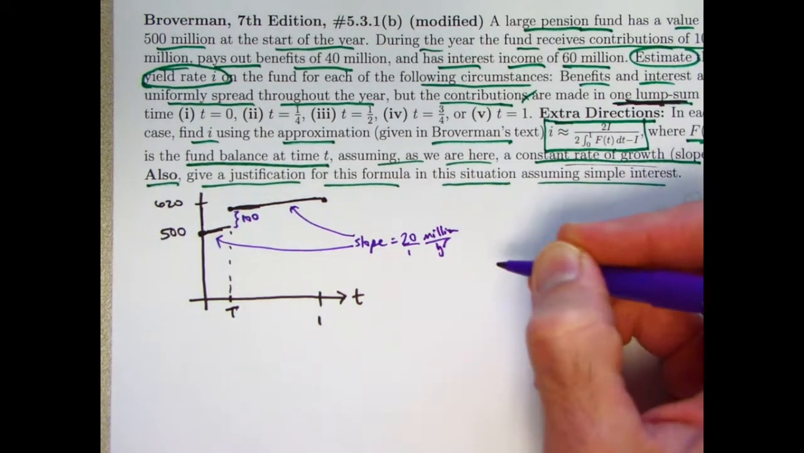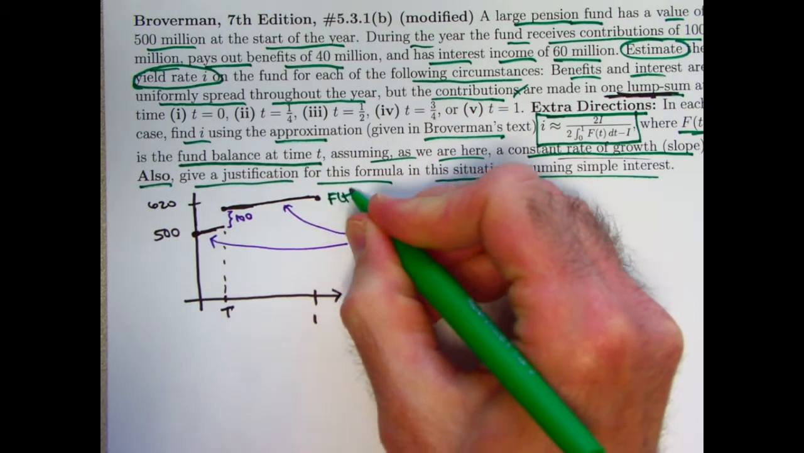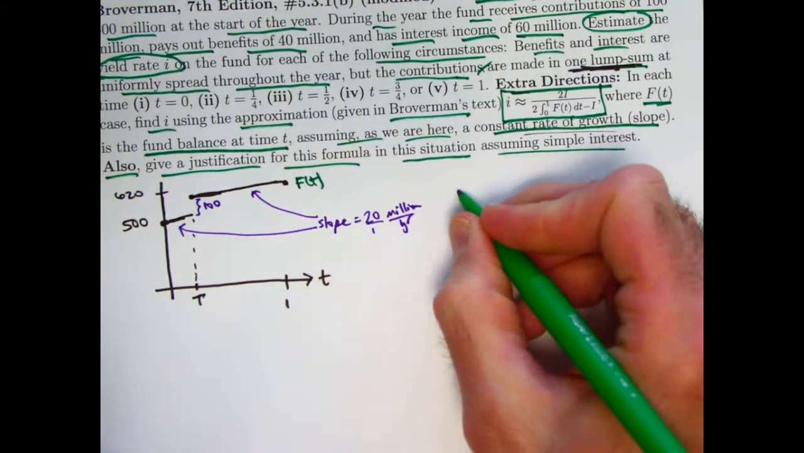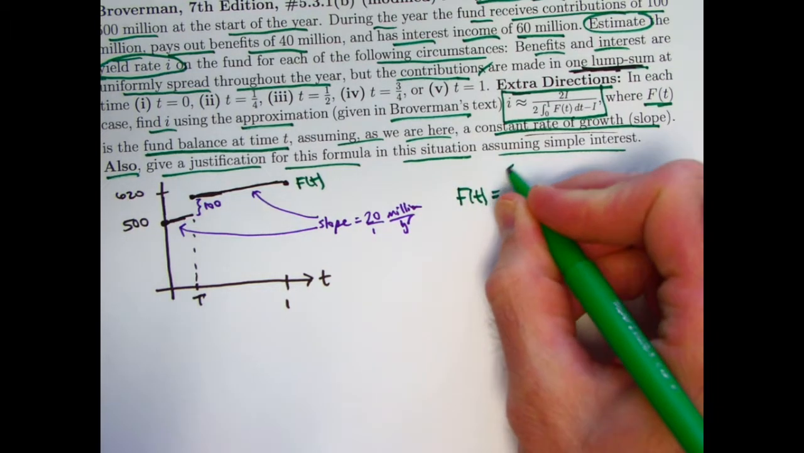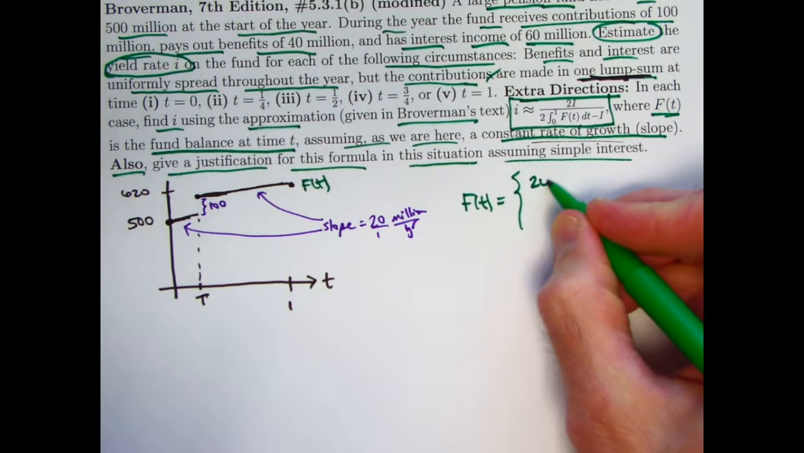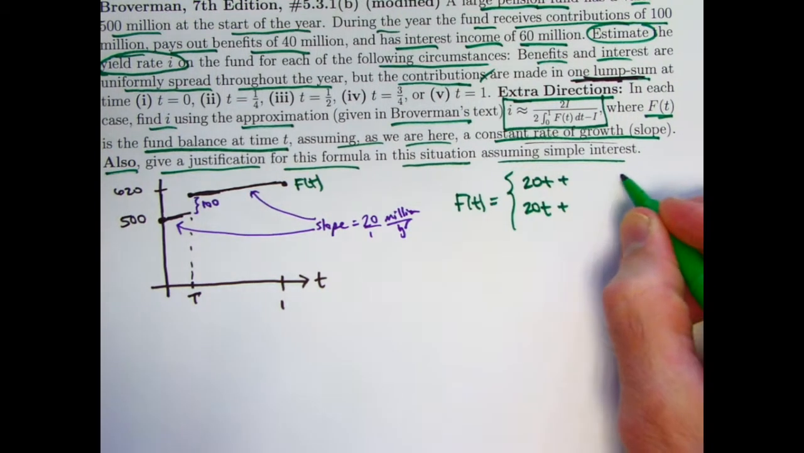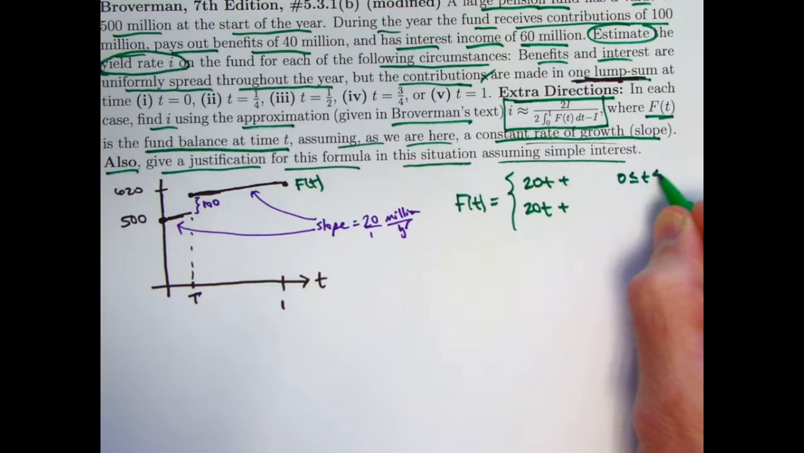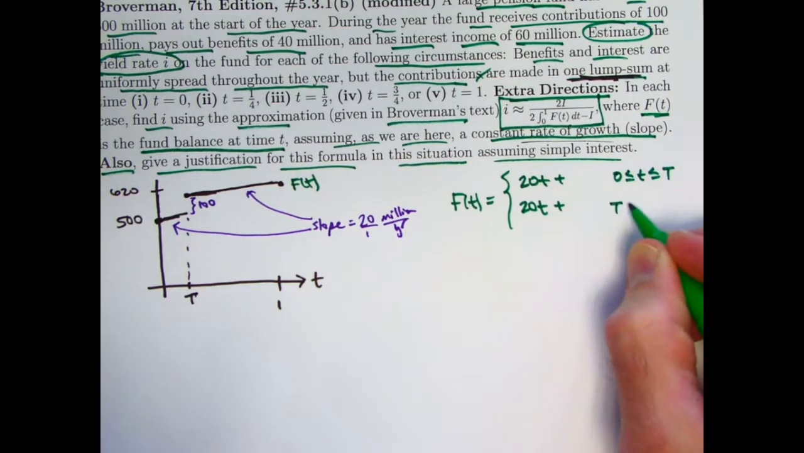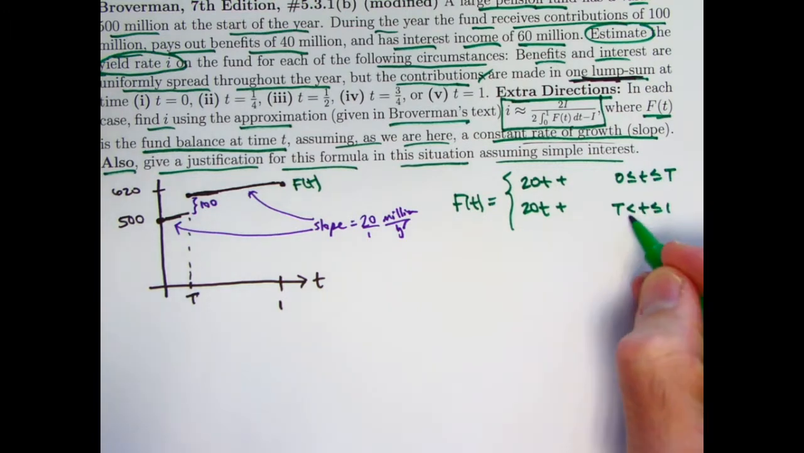20 million per year. And that's going to help us figure out the piecewise formula for capital F of t. This is capital F of t here, which we are going to integrate. We need a piecewise formula for it. The slope is 20, so I can say capital F of t is 20t plus something in each case. In this first case, for little t between 0 and capital T. And in the second case, little t is between capital T and 1. I'm making that a less than or equal to and that a less than in an arbitrary way. I could have made this a less than and this a less than or equal to.